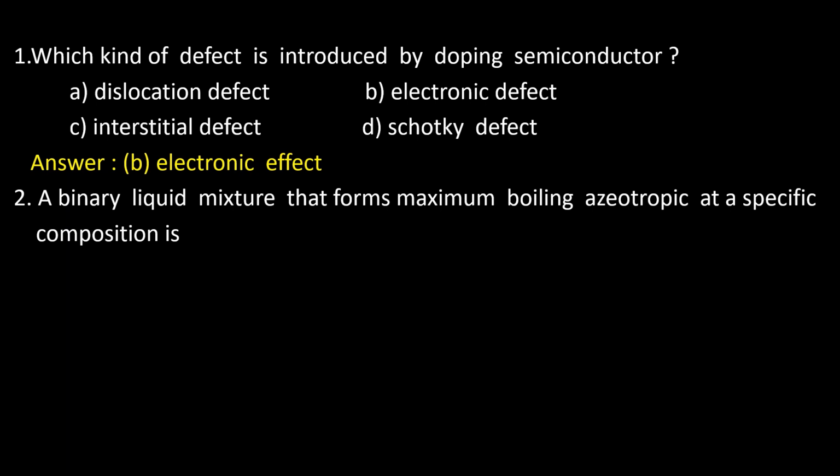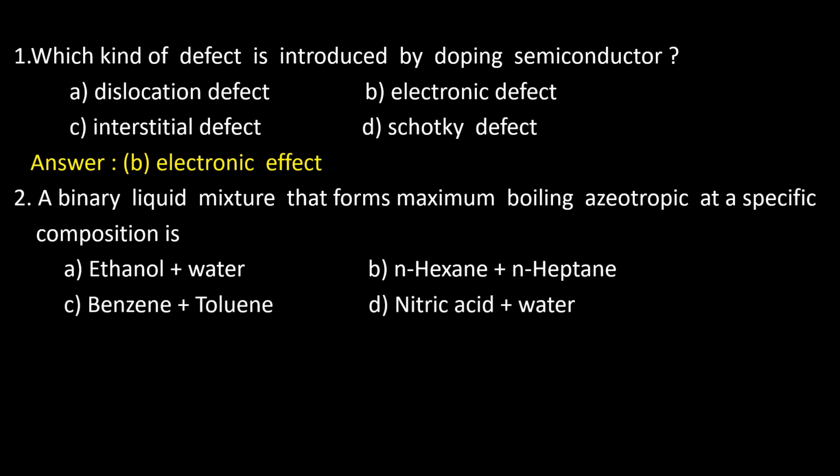Question number 2. A binary liquid mixture that forms maximum boiling azeotrope at a specific composition is A. Ethanol plus water, B. N-hexane plus N-heptane, C. Benzene plus toluene, D. Nitric acid plus water.